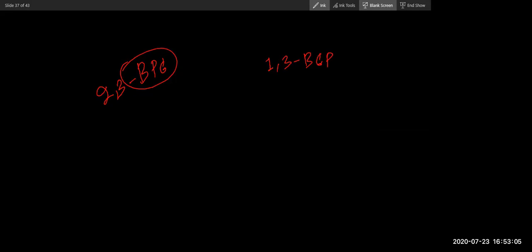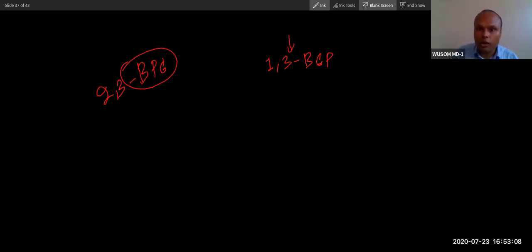Tell me one thing, where is this bisphosphoglycerate synthesized? BPG is 2,3-bisphosphoglycerate. So do you know about 1,3-bisphosphoglycerate? Anybody tell me? From the glycolytic pathway. Okay, very good. From 3-phosphoglyceraldehyde, 1,3-bisphosphoglycerate is formed.